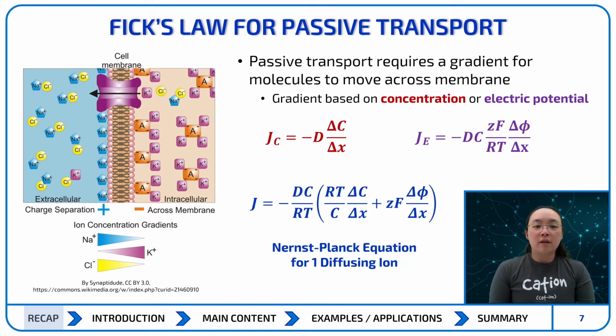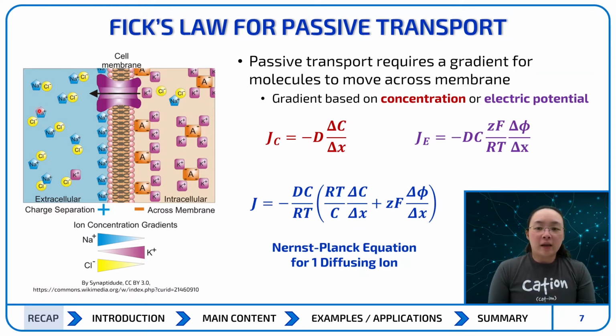Finally, Fick's law for passive transport is one of the last things we talked about and one of the most important equations leading to the Nernst-Planck equation for one diffusing ion. Basically, in this picture, if the membrane is selectively permeable to a specific type of ion like potassium, then these positively charged ions can diffuse down the concentration gradient and to the outside of the cell. So you have some potassium over here, it diffuses down outside.